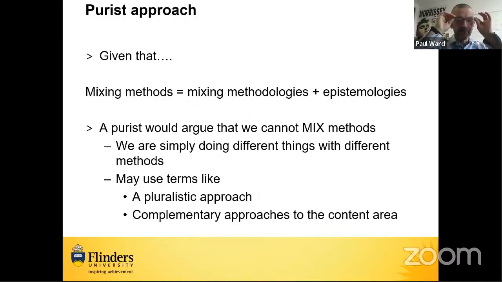I'm not saying I advocate that, but there is a literature around this which would say you can't do it. You're doing different studies with different aims and different objectives, and you write about them differently, you analyze them differently. They may say, yeah, you can do a study with qualitative methods in it and quantitative methods in it, but you're not really mixing them. It's not creating a cake. It's just keeping it as gado-gado. So they may use terms like a pluralistic approach, so an approach using multiple approaches, but it's not really mixing.